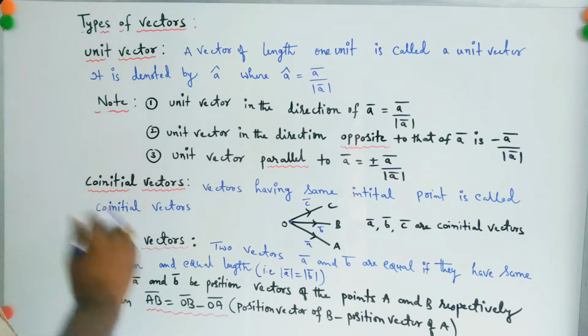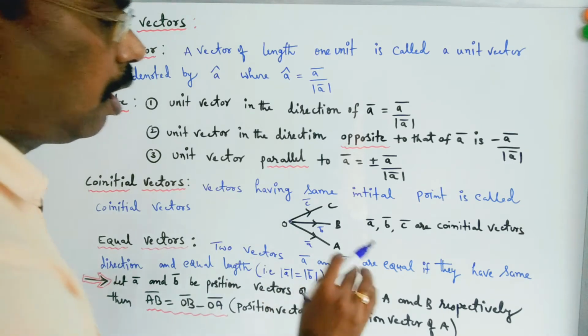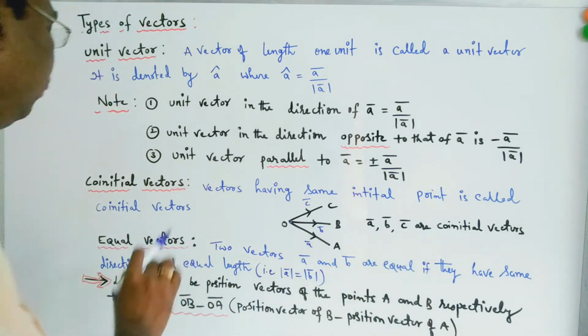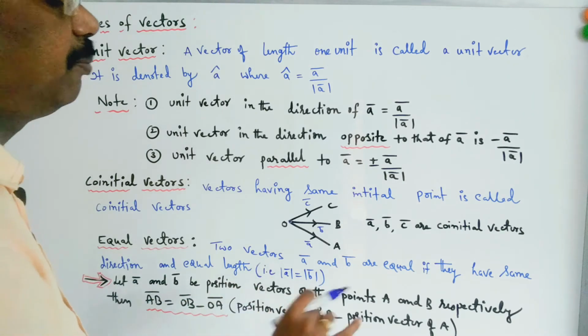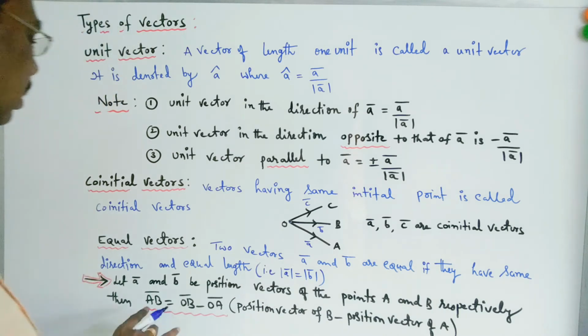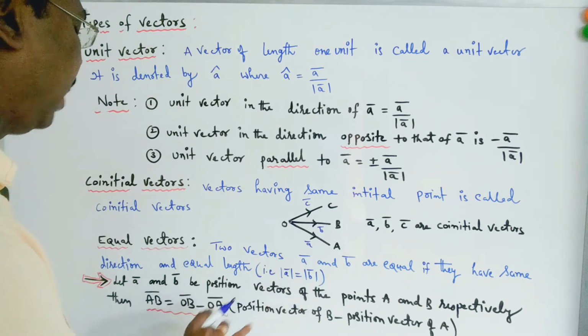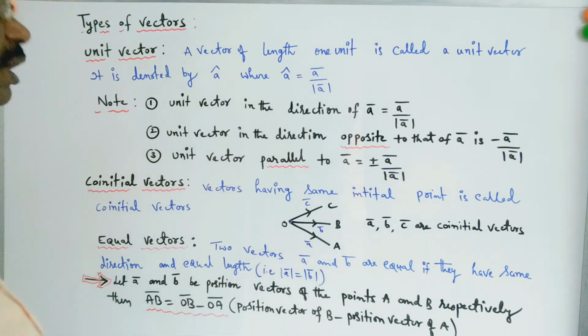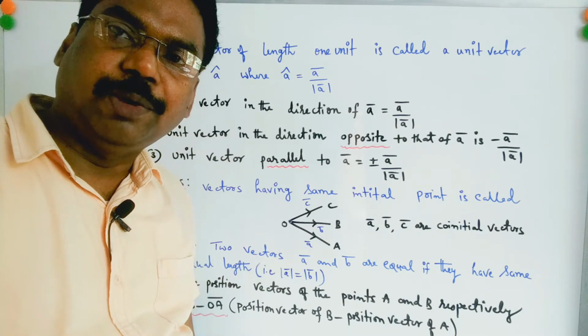Next one, equal vectors. Two vectors a bar and b bar are equal if they have the same direction and equal length. An important point: if a bar and b bar are the position vectors of the points A and B respectively, then AB bar is equal to OB bar minus OA bar. Here OB bar means the position vector of B, minus OA bar, the position vector of A.